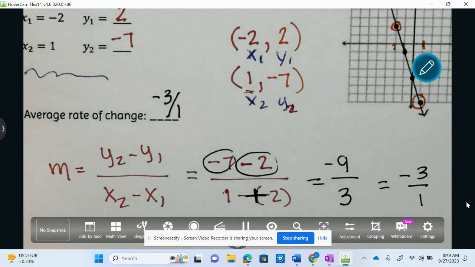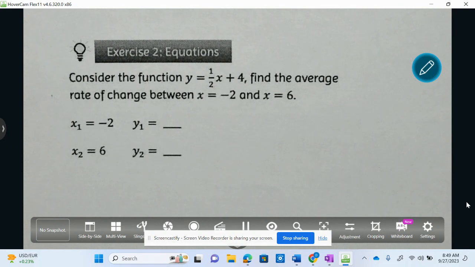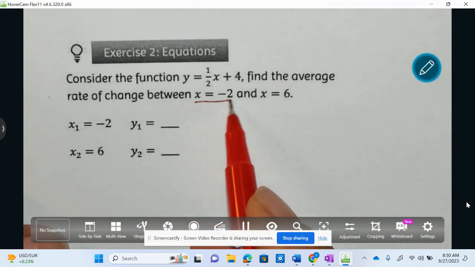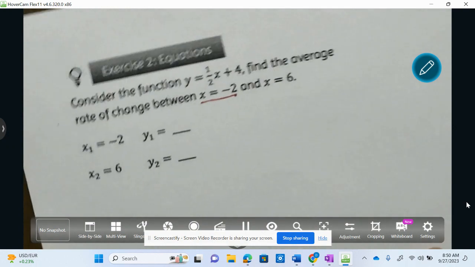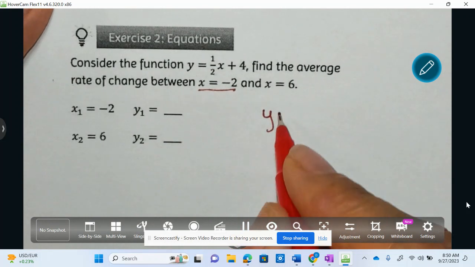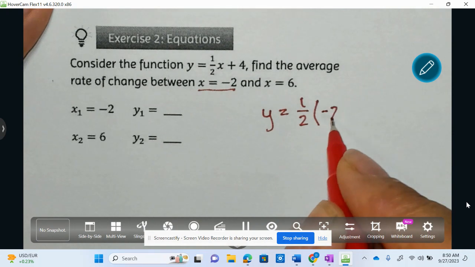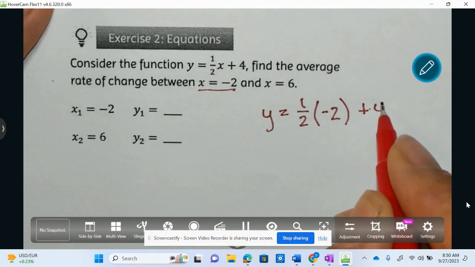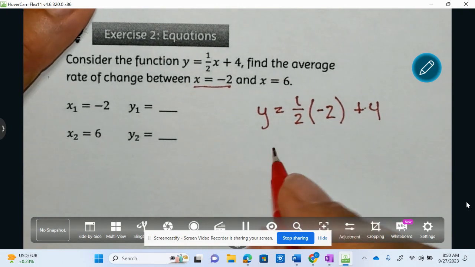Flip it over or inside your little booklet, and let's do exercise 2. Exercise 2 gives you an equation. So we're doing the input of -2. We're going to have to plug it into the equation for x, and then we're going to have to input 6. This is not written as a function. It's written as a y equals. So y equals 1/2. I'm going to let x equal -2 plus 4. So what is half of -2?